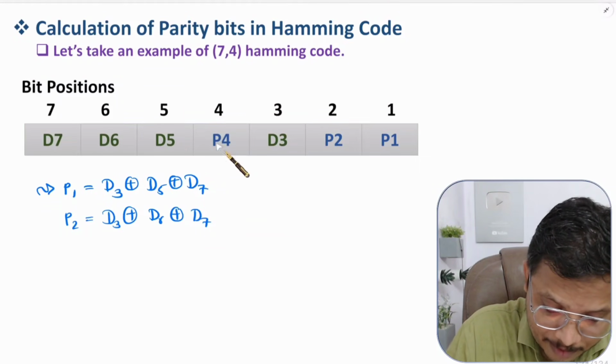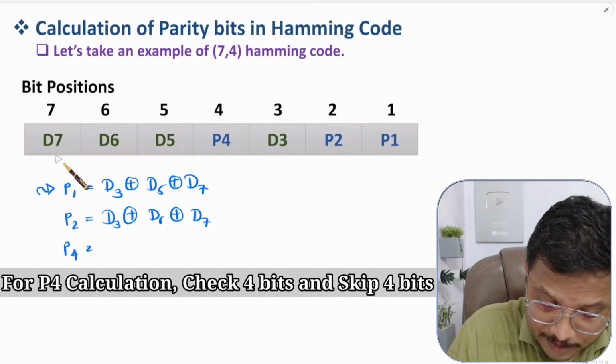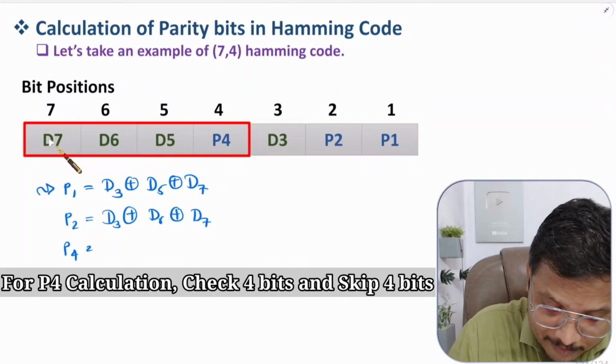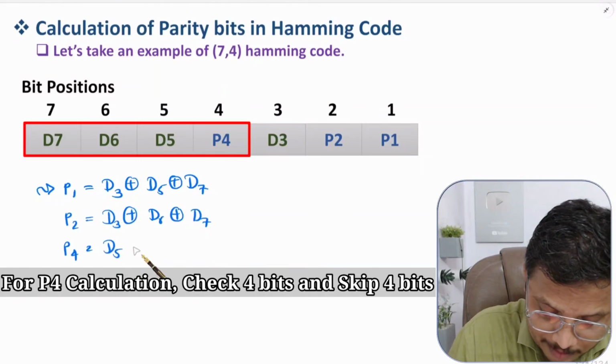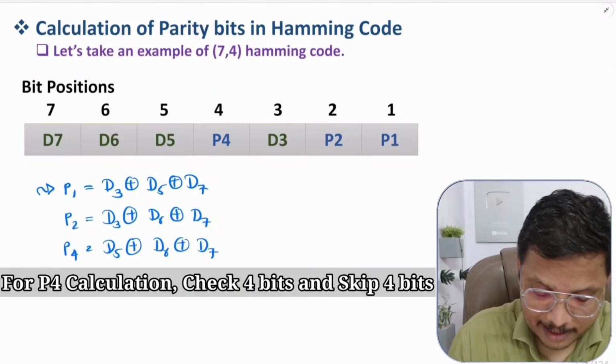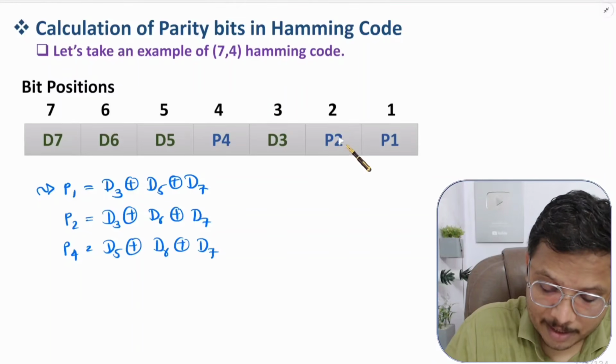And when you want to calculate P4, from the name itself, we need to check 4 bits and skip 4 bits. So along with P4, how many 4 bits are there? D5, D6, D7. So D5, D6 and D7, that is how it is, right? Once you do XORing like this, you'll have these parity bits, right?